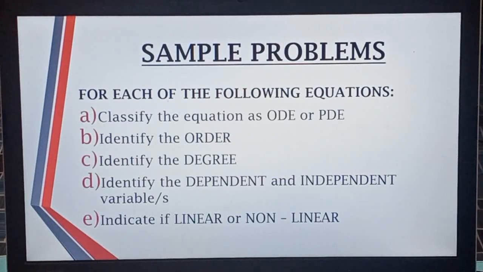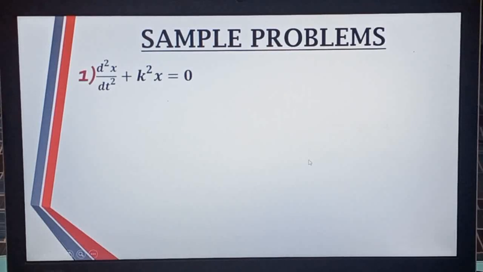In our sample problems, for each of the following equations, you have to classify the equation as ODE or PDE. Next is to identify the order. Next, again, is to identify the degree. Another one is to identify the dependent and independent variable or variables in the equation. Then lastly, you have to indicate if the equation is linear or nonlinear. So example number 1, you have d squared x over dt squared plus k squared x equals 0.